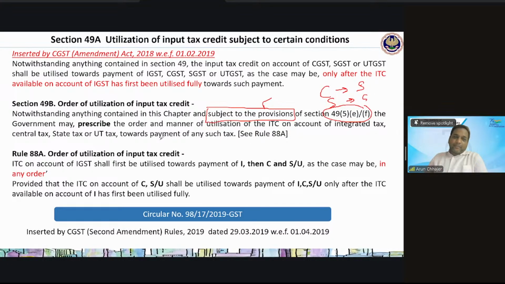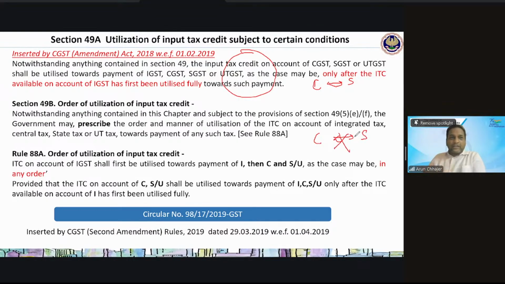You know, what is the problem? Problem is, 49A says that no problem. 49A says that C and S can give to each other. But 49B says that C and S will not give to each other. Which one I will follow? Which one I should follow? A or B?